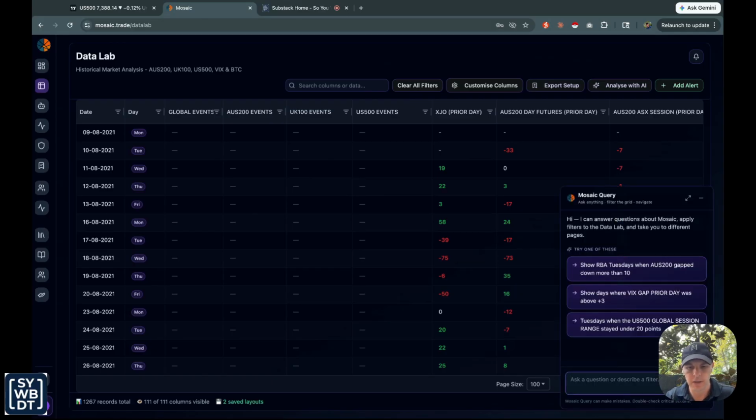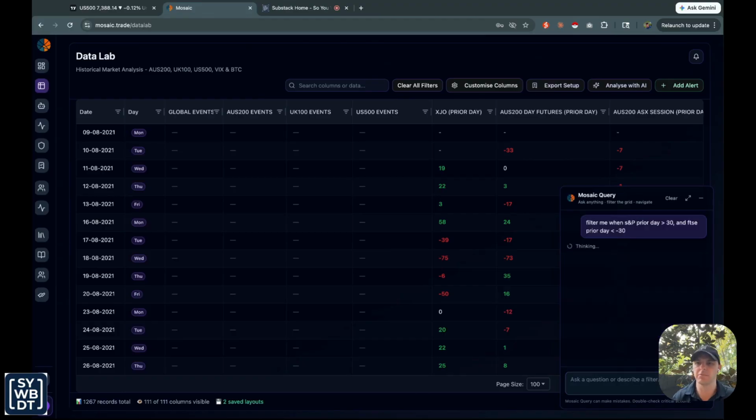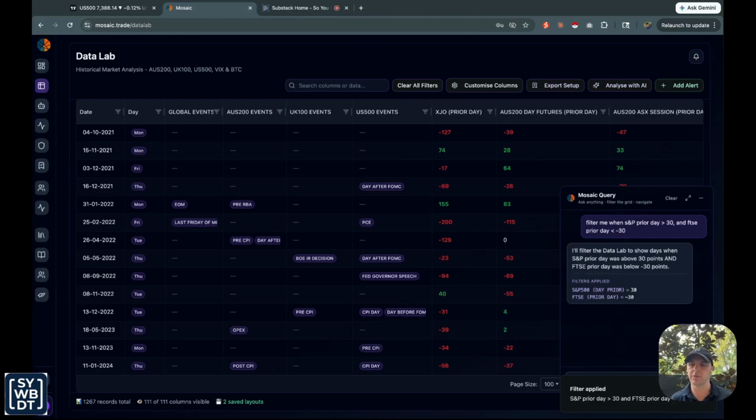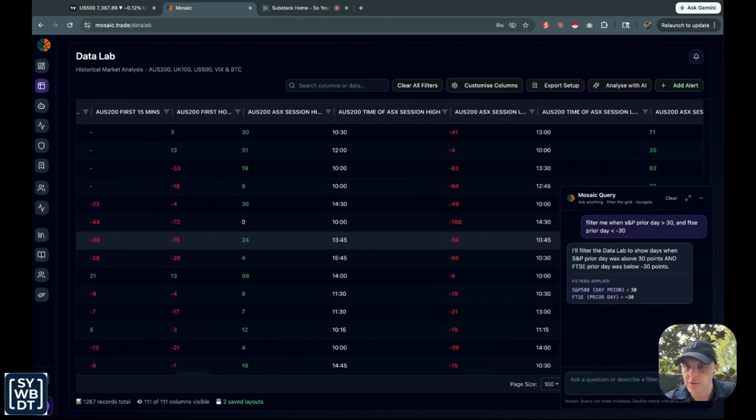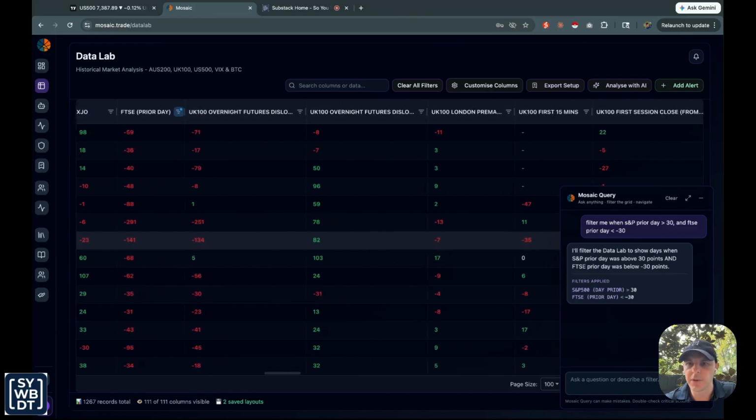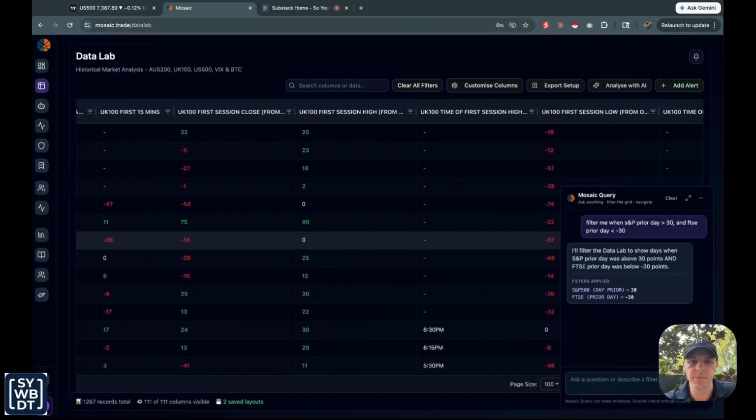So I ask, filter me when S&P prior day is greater than, let's say, 30, and the FTSE prior day is less than negative 30. Okay, so that's the structure that we're looking at. S&P rallied, FTSE fell prior day. So you can obviously go through what the Aussie 200 did, what the S&P did next day.